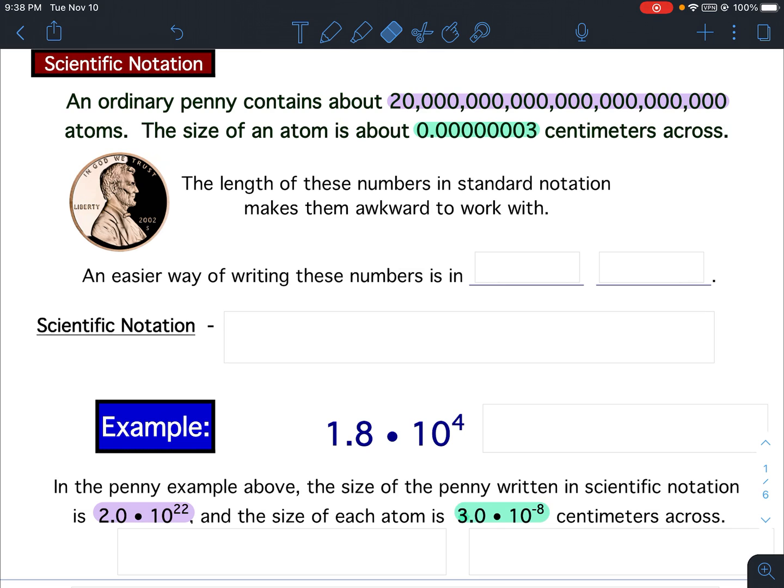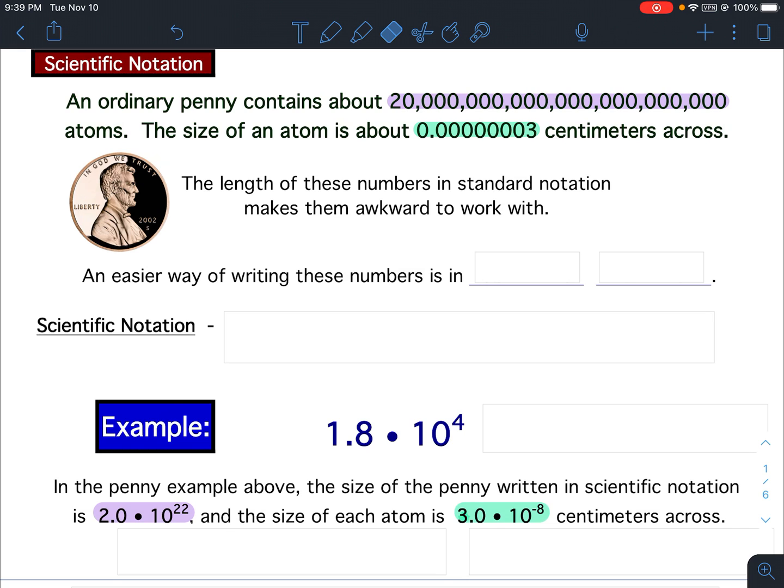Anyway, so an ordinary penny contains about 26 trillion atoms. So that big, long number highlighted in purple is pronounced 26 trillion. The size of an atom is about 300 millionths of a centimeter across. 300 millionths is the decimal number highlighted in green. So both of those numbers are really awkward numbers to work with.